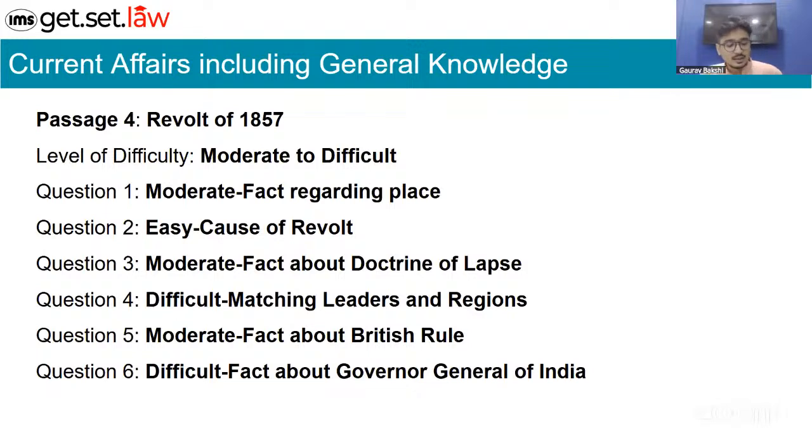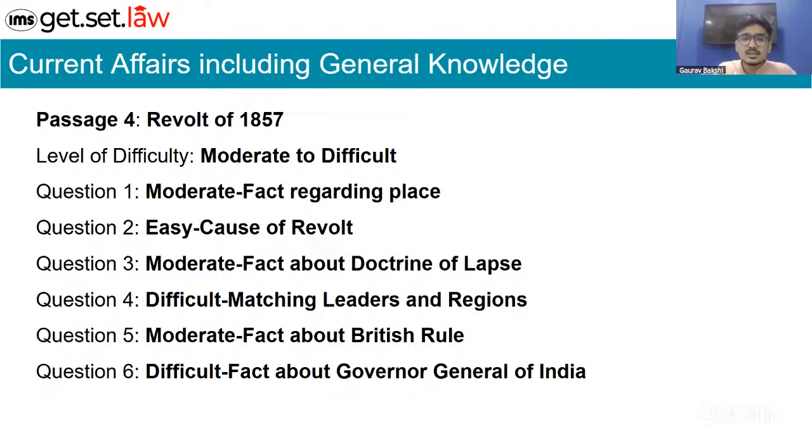Let's move to question number 5. What administrative change occurred in India after 1857 revolt? The power shifted from East India Company to the British Crown. When we cover this topic, revolt of 1857, this is one of the most important facts. And the last is, who was the Governor General of India? If you haven't read this, this question might be difficult for you. Answer was Lord Canning.